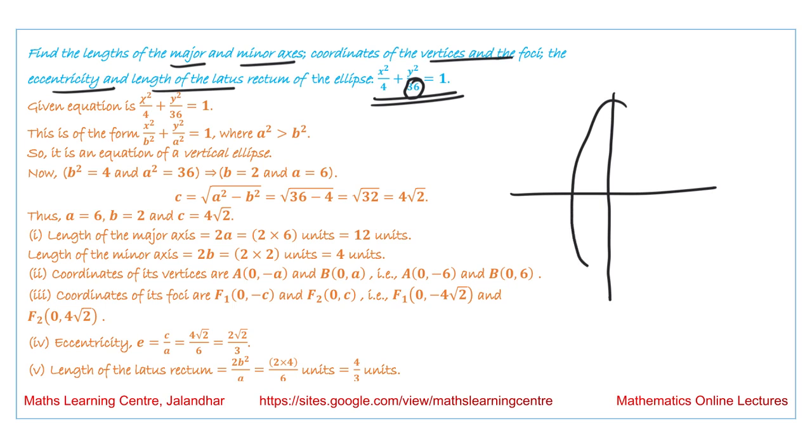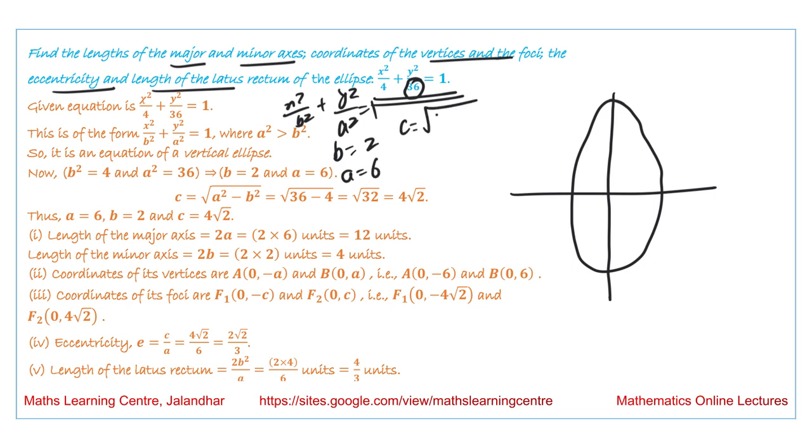So we use the equation in the form, we compare it with x square over b square plus y square over a square is equal to 1. So the value of b is 2, and the value of a is 6. So c is equal to square root of a square minus b square, and its value is root 36 minus 4, that is equal to 4 root 2.